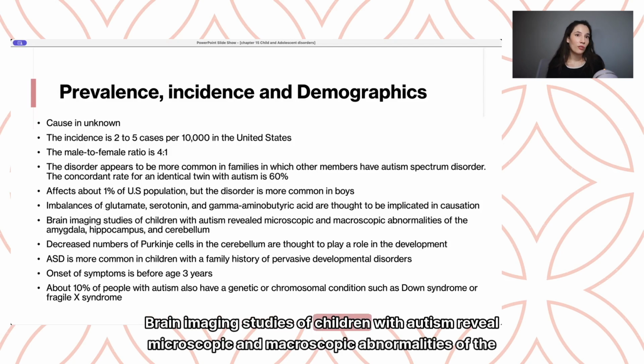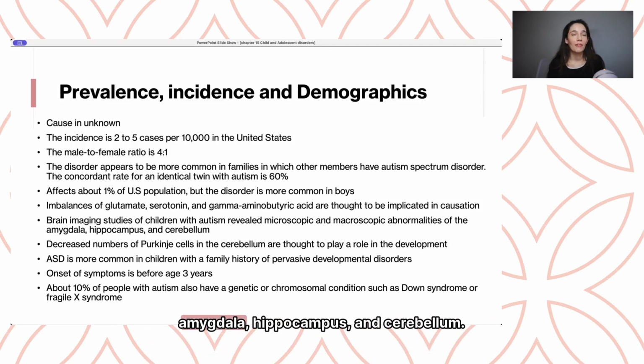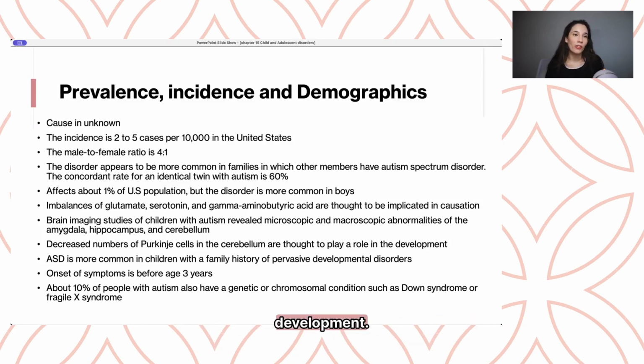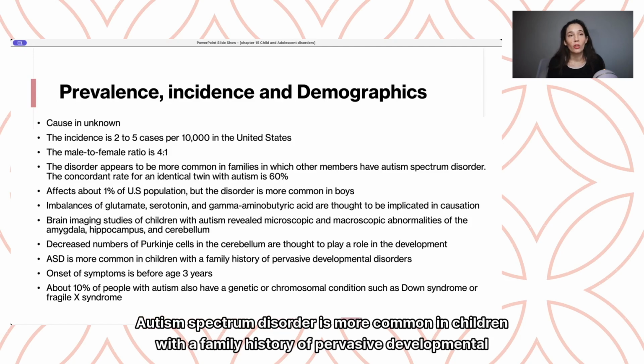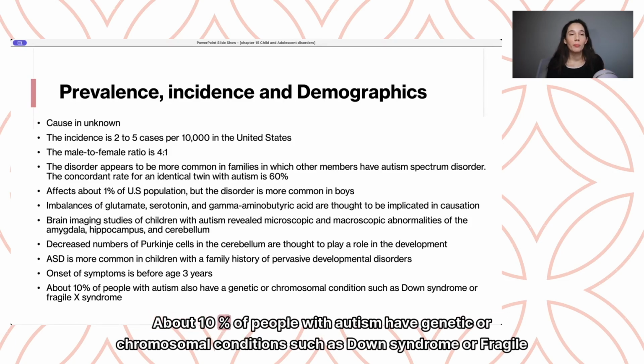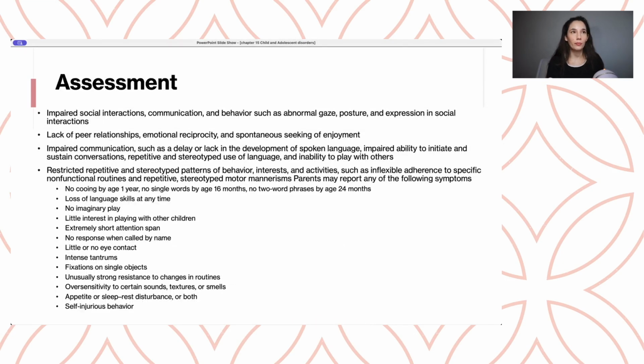Brain imaging studies of children with autism reveal microscopic and macroscopic abnormalities of the amygdala, hippocampus, and cerebellum. A decreased number of Purkinje cells in the cerebellum is thought to play a role in the development. Autism spectrum disorder is more common in children with a family history of pervasive developmental disorders, and the onset of symptoms is before the age of 3. About 10% of people with autism have genetic or chromosomal conditions such as Down syndrome or Fragile X syndrome.